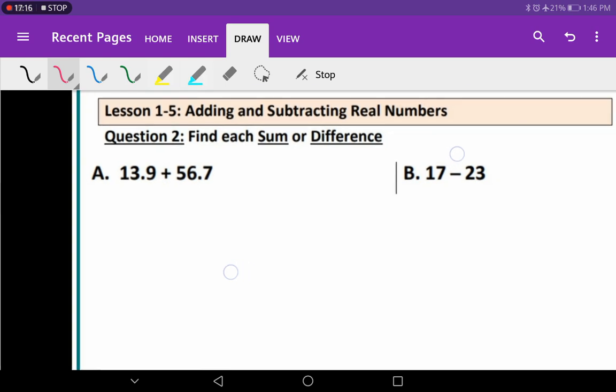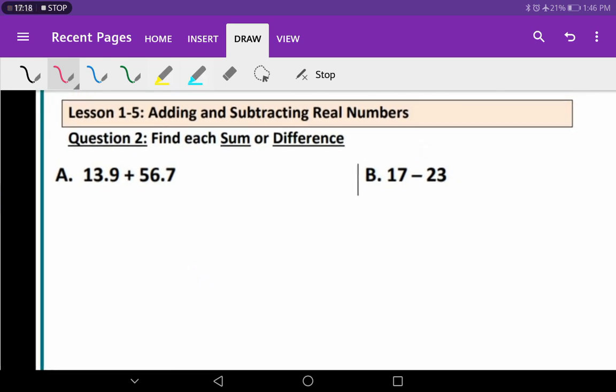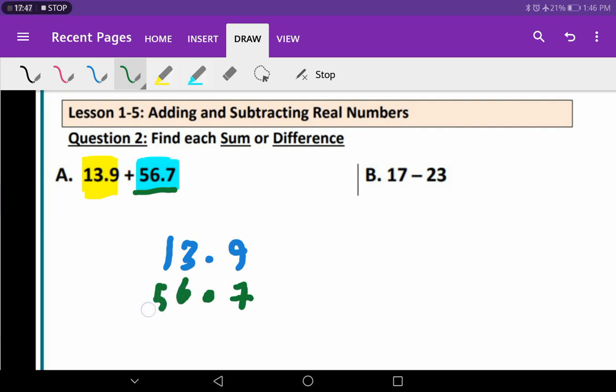Here, adding and subtracting real numbers. Here we have 13.9 plus 56.7. It is a grade 5 question. So 13.9. I order this number, exactly the 7 here, and the decimal under the decimal before, and distribute the 6 here and the 5 here.